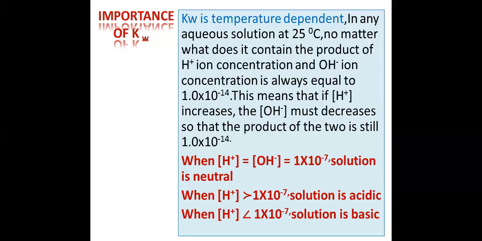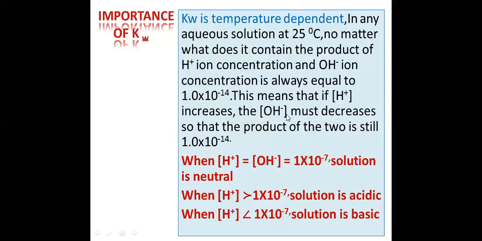It means that the hydrogen ion concentration and hydroxyl ion concentration must always be the same, but if it changes, then what will happen? The values are adjusted in such a manner that the product of the two values will always be 1 into 10 raised to power minus 14. So this means that if hydrogen ion concentration increases, the hydroxyl ion concentration must decrease, so that the product of the two is still 1 into 10 raised to power minus 14. I told you, it is a constant value.